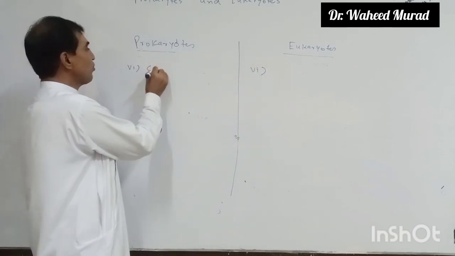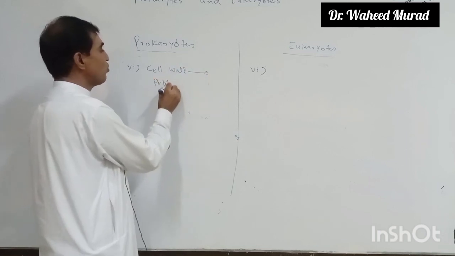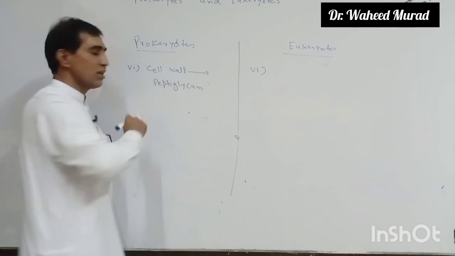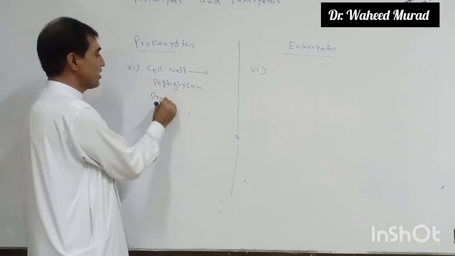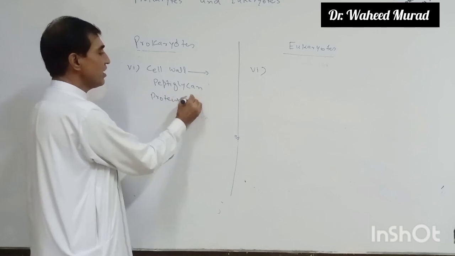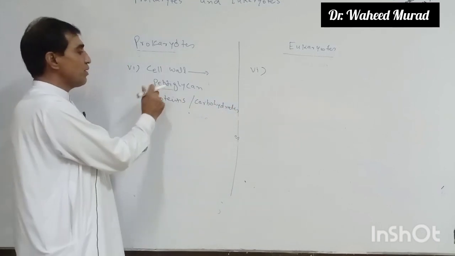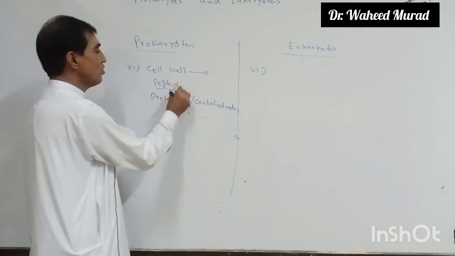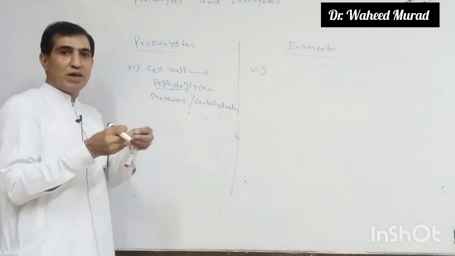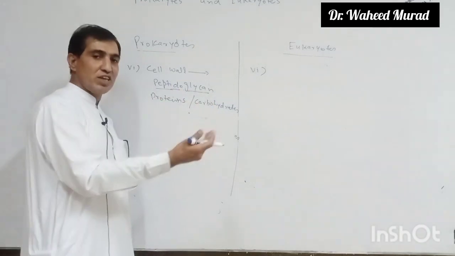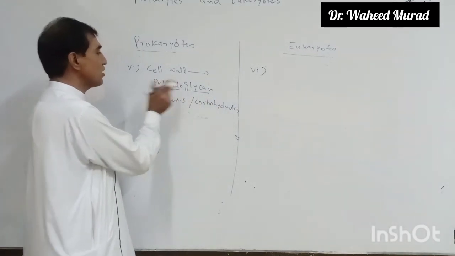the cell wall. In prokaryotic cell, the cell wall is present and that is formed by peptidoglycan. Chemical composition of the cell wall is peptidoglycan. That is a combination of proteins and carbohydrates. Peptidoglycan: peptide refers to the peptide bond, that is a bond between two amino acids, peptide linkage. And glycan is taken from glycogen. Glycogen is a complex carbohydrate. So that is a combination of proteins and carbohydrates, and technically known as peptidoglycan.